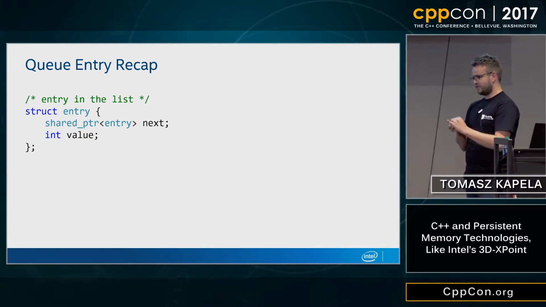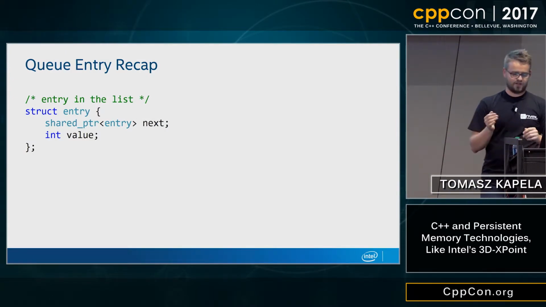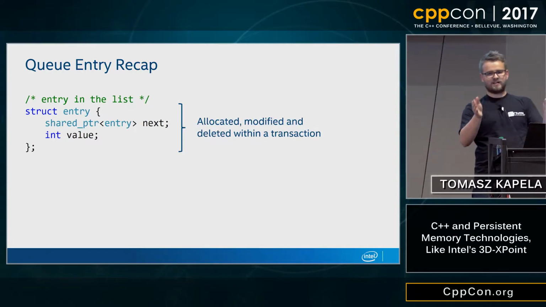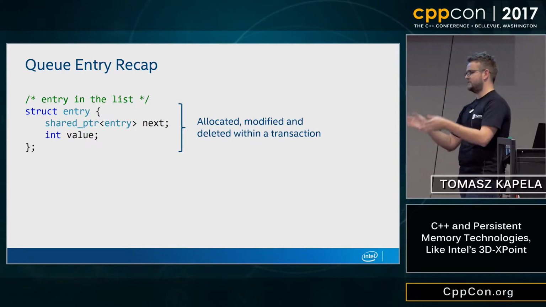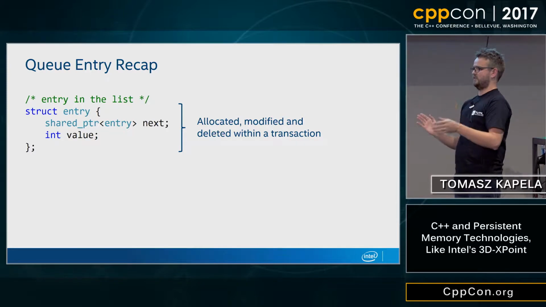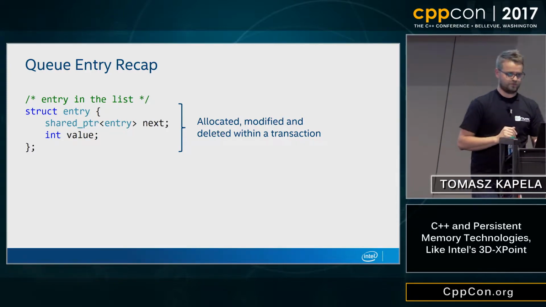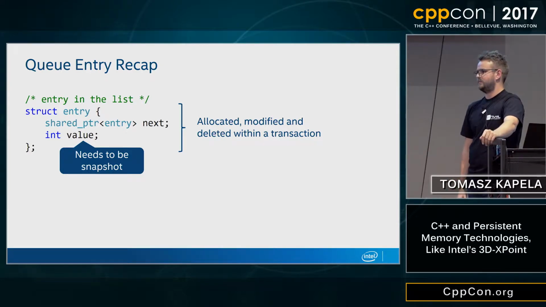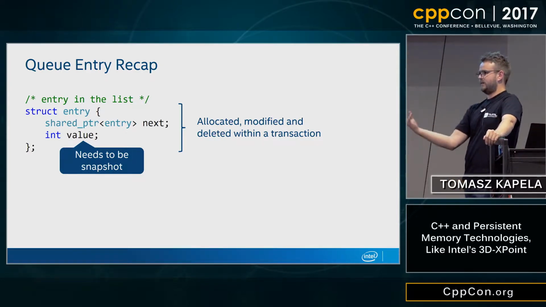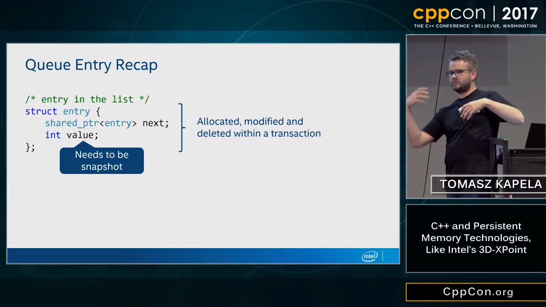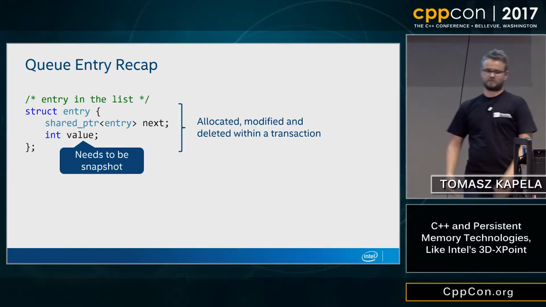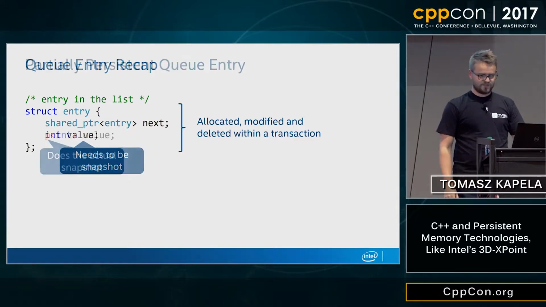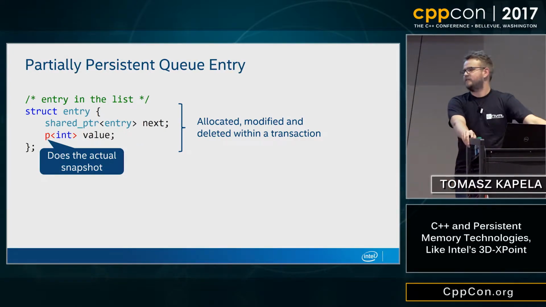This is our entry in the queue. This will get allocated, modified, deleted, depending on what the API call is. So what you want to do is snapshot the state of the object. The int value has to be somehow remembered by the transaction, so that in case you abort the transaction, you have to revert the state. You probably see where this is going. You need to do this.